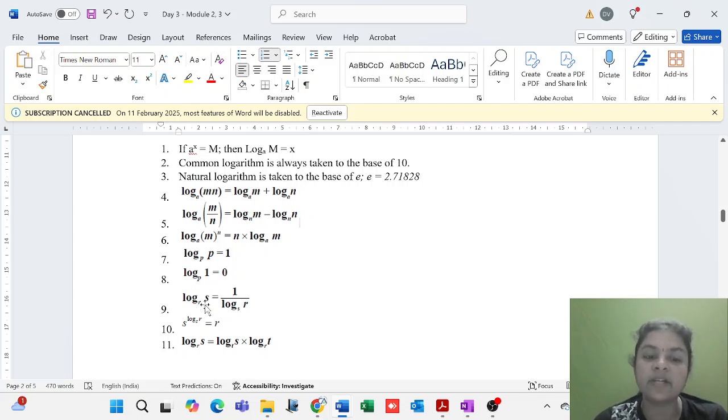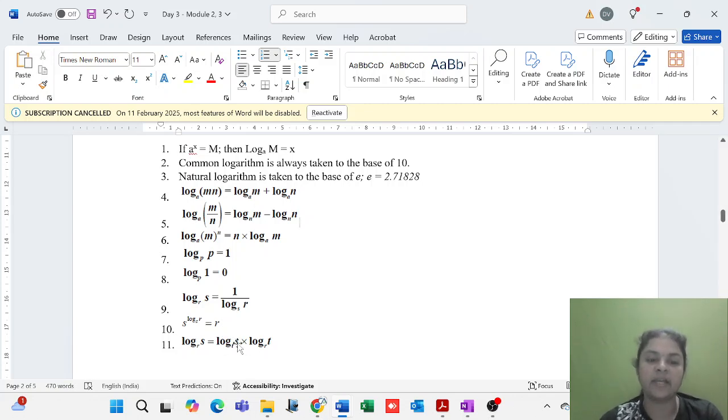Next comes reversal of base. Log s to the base r can be written as 1 by log r to the base s. So for example, if I have to write log 6 to the base 5, I can reciprocate it as 1 by log 5 to the base 6. Next, s to the power log r to the base s can be written as r. Again, this is a very rarely tested formula, but just for reference.